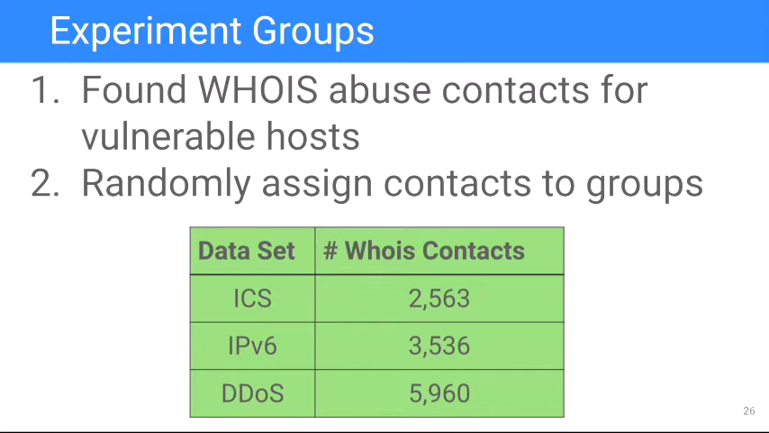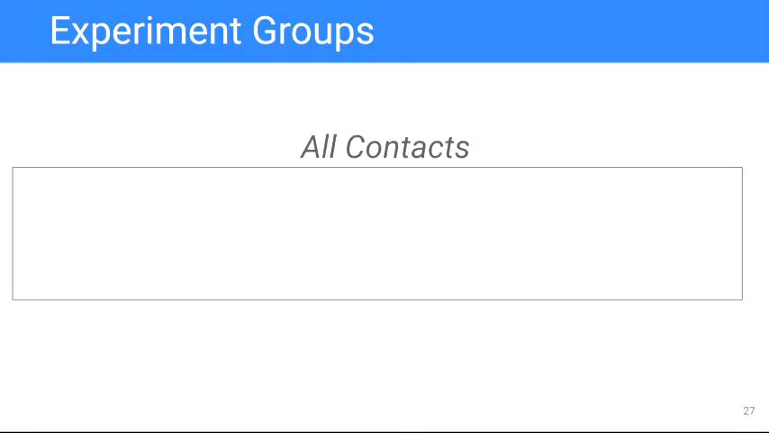Just to give you a sense of the scale of the experiment, the table here lists the number of WHOIS contacts that we have in each of the different data sets. So this will give you a sense that there's several thousand contacts that are going to be involved in our experiment. So I'm going to show how we actually allocate these contacts to different groups. This diagram is not to scale, so look at the paper for much more detail.